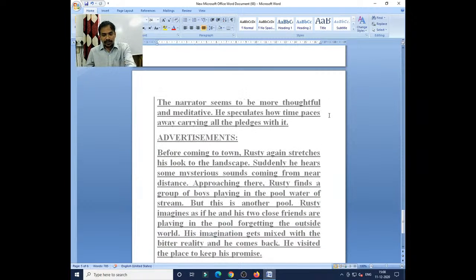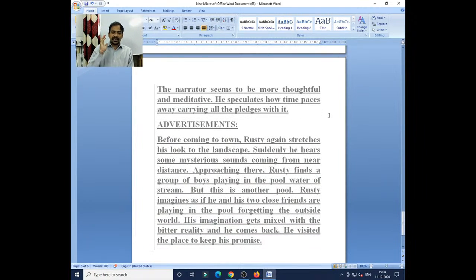So the narrator seems to be more thoughtful and meditative. He speculates how time passes away, carrying all the pleasures with it. Now an inside question will be asked in this; I will not ask you the simple story here. You see, this story gives you a glimpse of the time factor, how it can take away and change everything. The complete scene will change. He speculates how time passes away, carrying all the pleasures with it.